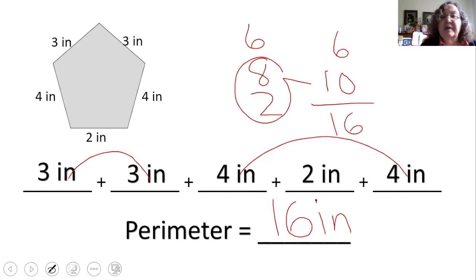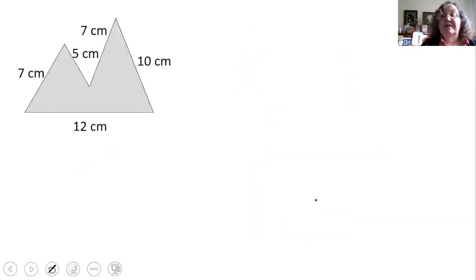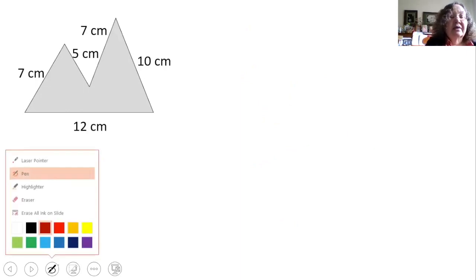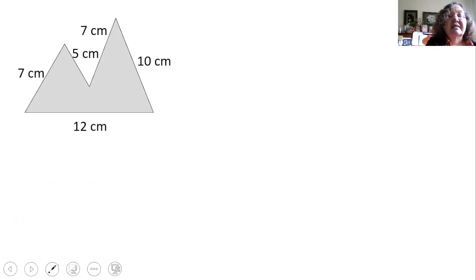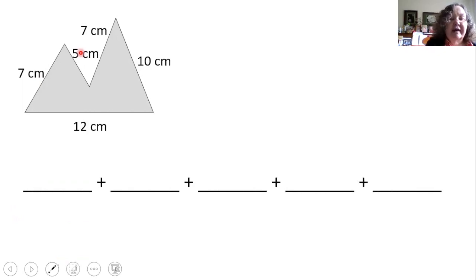Let's try another one. Oh, look at this strange figure. And let's count the sides. We have 1, 2, 3, 4, 5 sides. Oh, it's another pentagon. It has 5 sides. So what does that mean? How many sides am I going to have to add up? 5, you're right. 1, 2, 3, 4, 5.